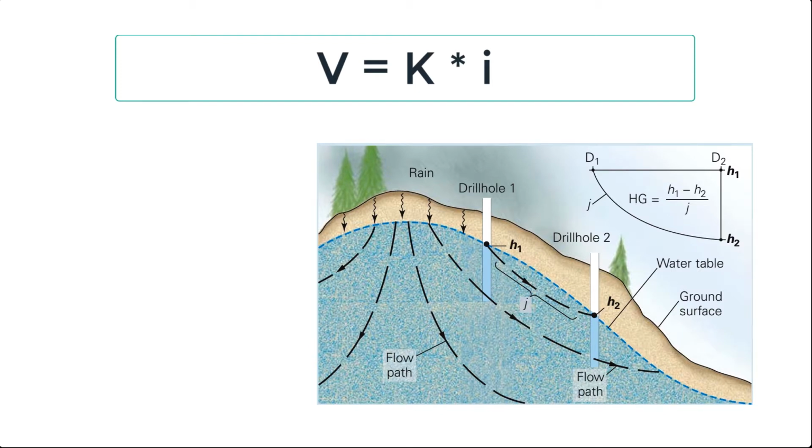In our practice example, we are going to take the scenario of a hillside, and we're going to determine the groundwater rate between the first drill hole and the second drill hole. One is at the top of the hill, one is at the bottom of the hill.